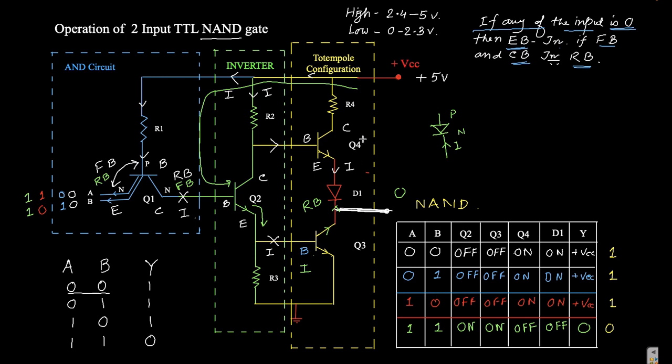That is called the totem pole configuration, and that totem pole configuration is connected with an inverter circuit, that is an NPN transistor. These two, the green color and yellow color circuit diagram together, is nothing but the totem pole configuration.